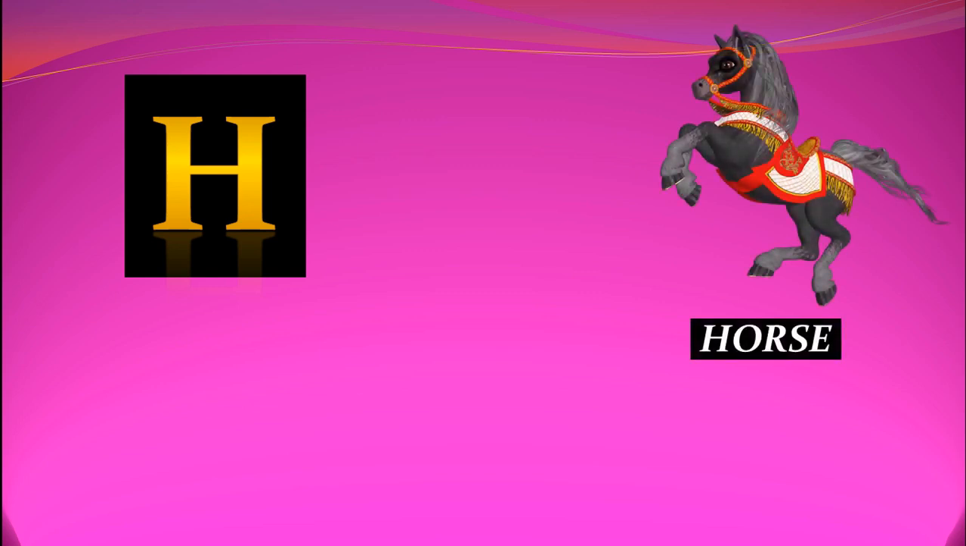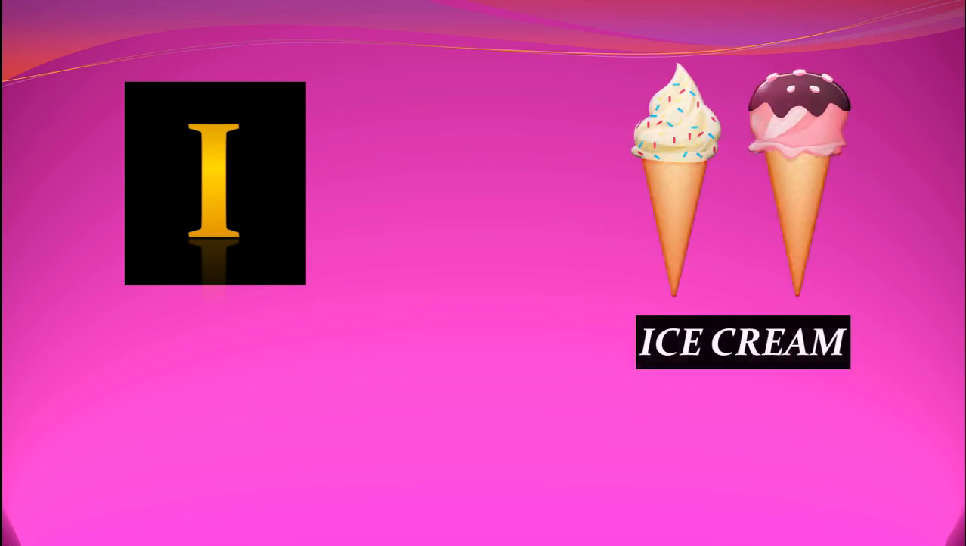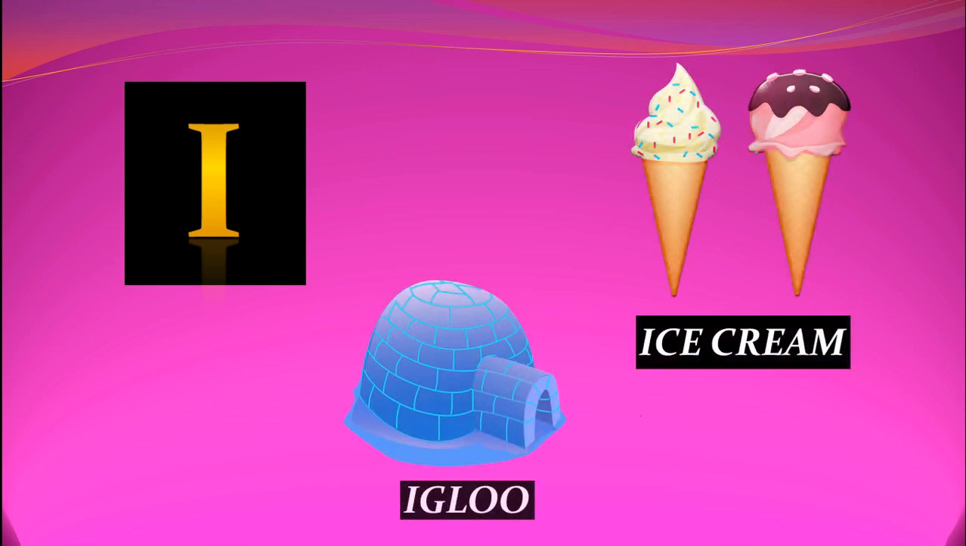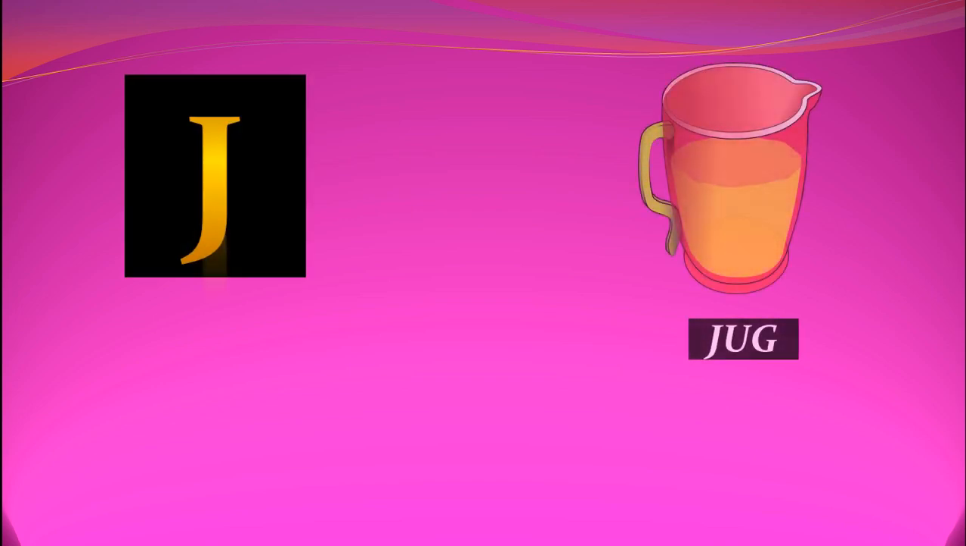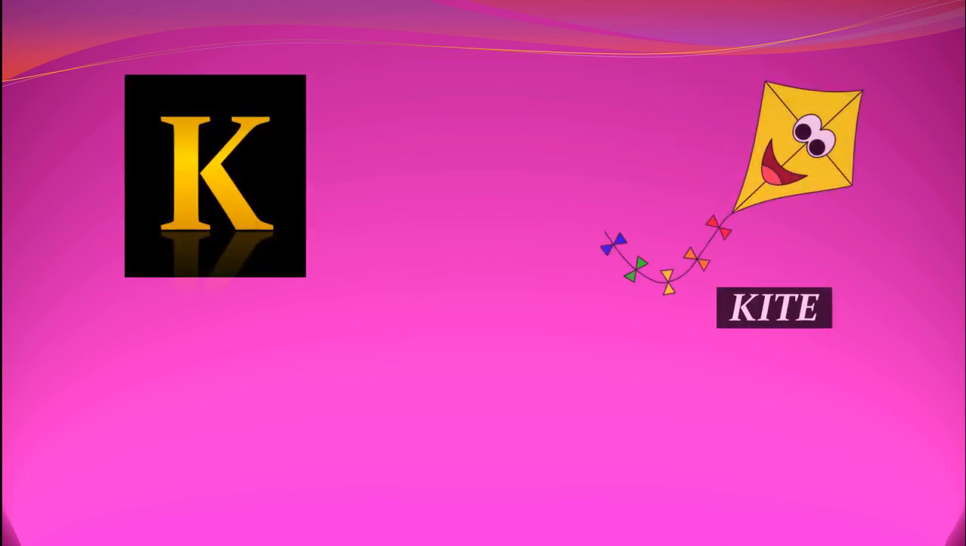H. H for horse. H for house. I. I for ice cream. I for igloo. J. J for jug. J for joker. K. K for kite.